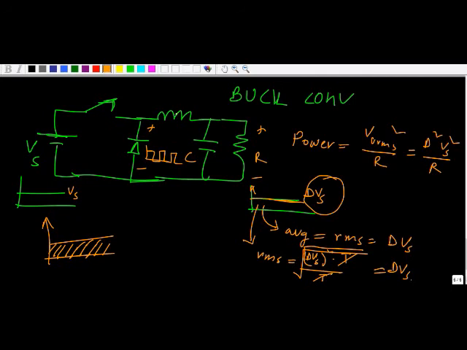In the next video, we will see more about this buck converter, such as discontinuous conduction and input resistance, those sort of things.